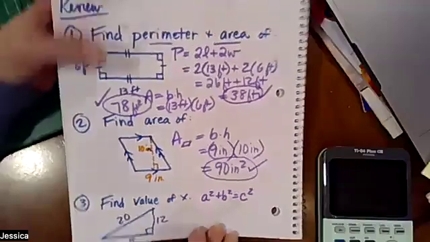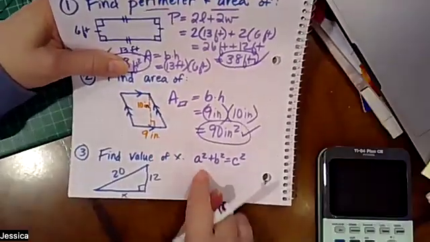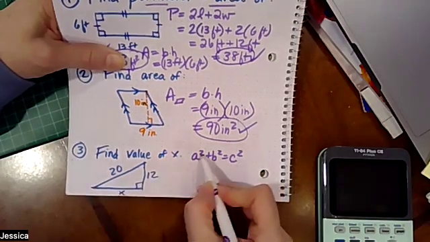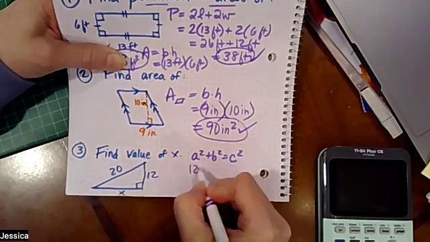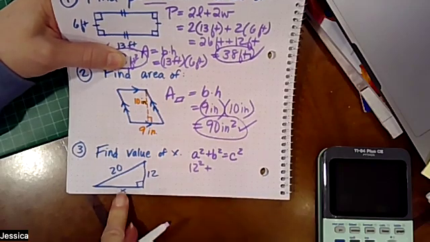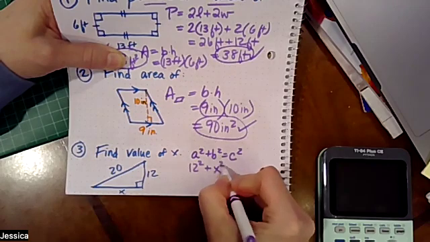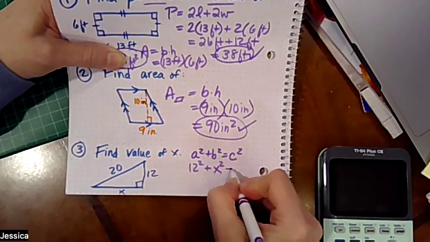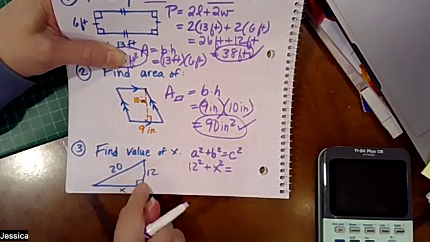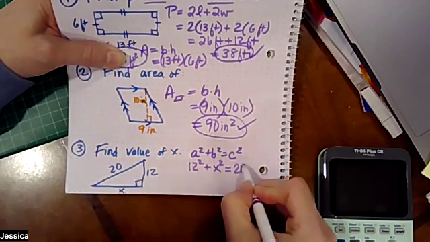Okay, last one. I already gave you the Pythagorean theorem. So the main thing is putting things in properly. So for a squared, you can say that's 12 because it's just a leg, plus the other leg of this right triangle is an x. So we'll put x in for b. It's now x squared. And c squared, that is your hypotenuse. So it's opposite the right angle. That's going to be 20 squared.